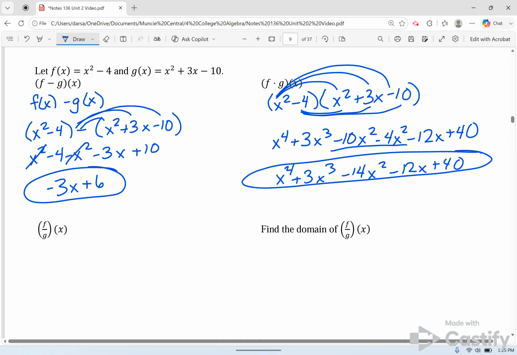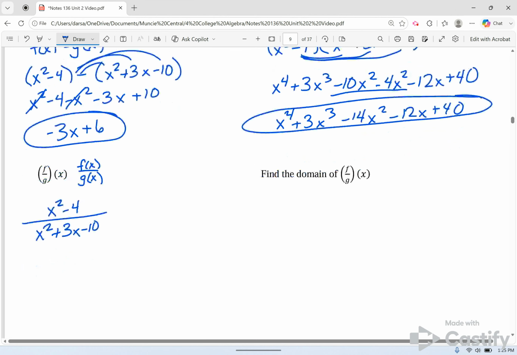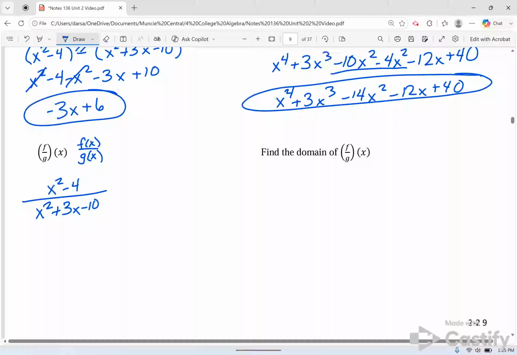Now, let's look at our last one here, f over g. This looks like a fraction. Yeah, this one is actually a pretty straightforward one. This is a division. We're just going to put our f of x on the top and our g of x on the bottom. So in this case, that will be x squared minus 4 over x squared plus 3x minus 10. It's tempting to stop here on this one, but anytime you have quadratics and you feel like you're done, I want you to be suspicious and ask, can I factor that? I feel like I should be able to factor that.